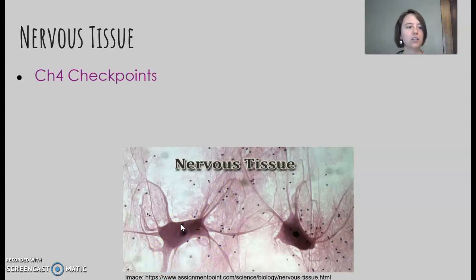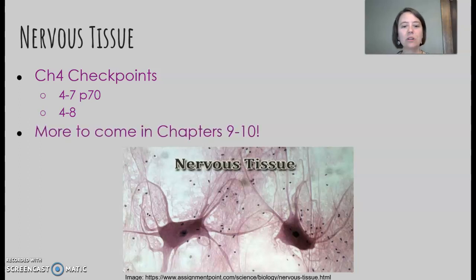So looking at our checkpoints, make sure you can answer that. Page 70: What is the basic cell of the central nervous system, and what is its function? As well as 4.8: What are the non-conducting, supporting, and protecting cells of the nervous system called? And we will dive a lot more into the nervous system in chapters 9 and 10.